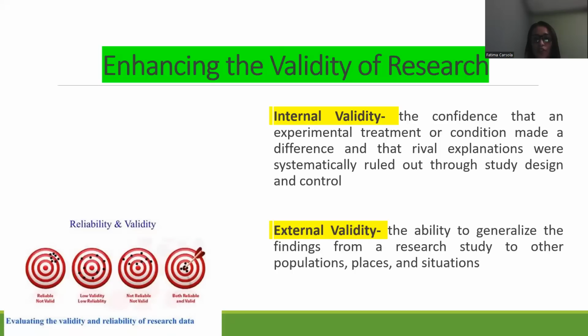As I told you before, internal validity is the confidence that an experimental treatment or condition made a difference and that rival explanations were systematically ruled out through the study design and control. The researcher should be very confident that the treatment is valid and everything is ruled out properly. Internal validity is about the strength of the design and the controls placed on the experimental situation. As I've been telling you, it is a must for you to have congruency of your design, of your SOP, and of your title, of course.